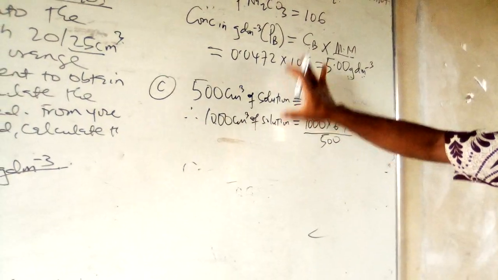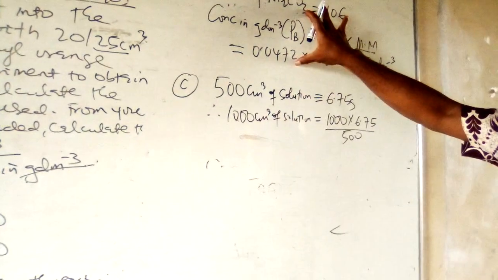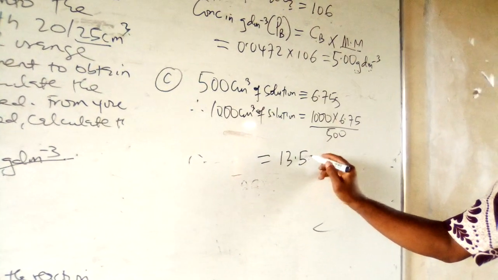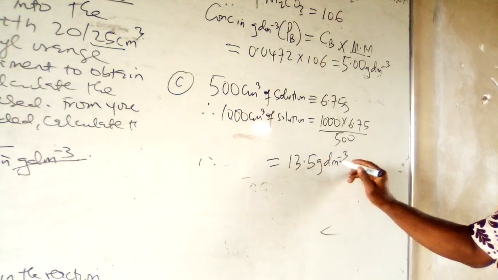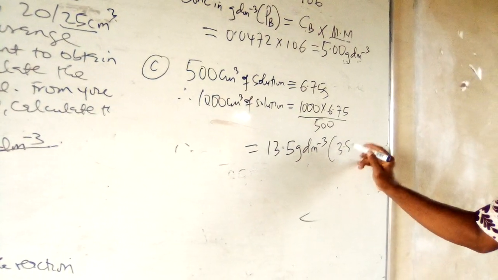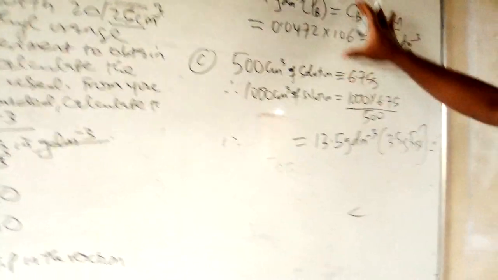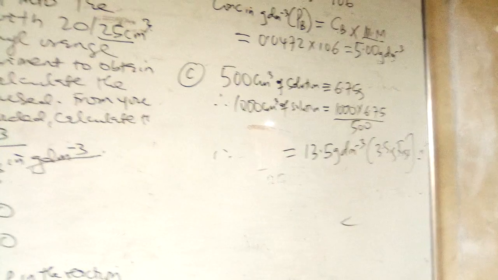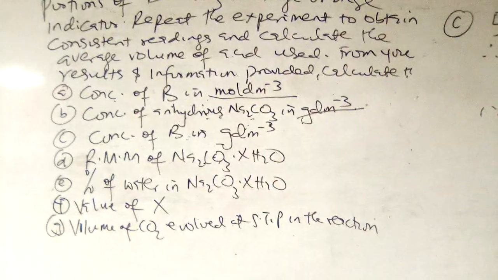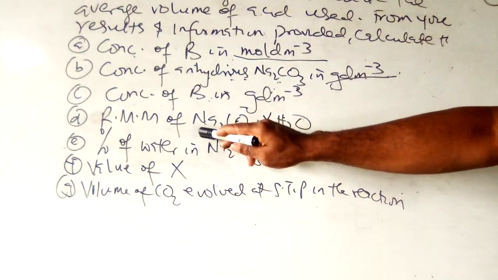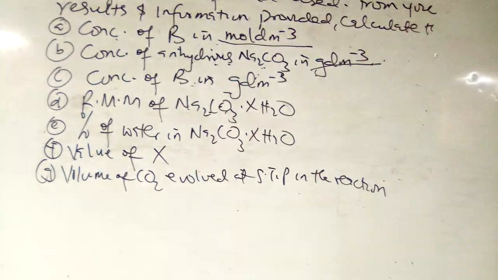Look at the two concentrations, they are different from each other, so you don't get confused in the example. We now have 13.5 gram per dm cube to 3SF already. So look at this question, they look alike. Be very careful in questions. Then going to this one, number D says we should find the relative molecular mass of hydrated sodium carbonate.